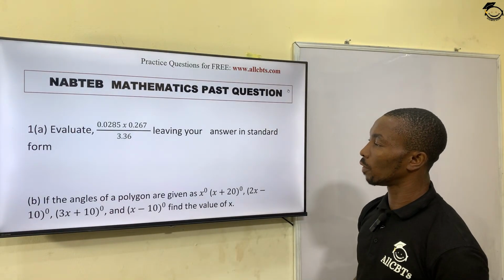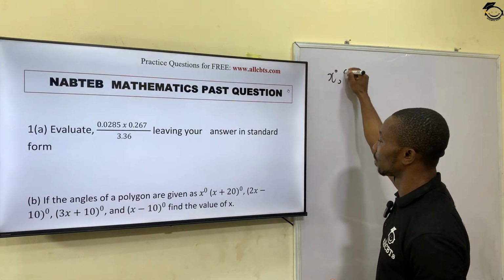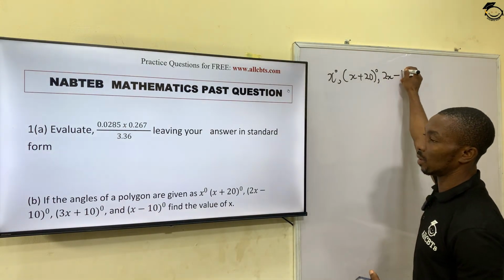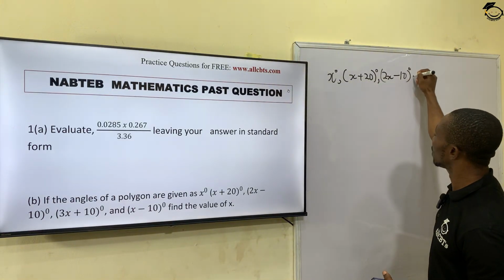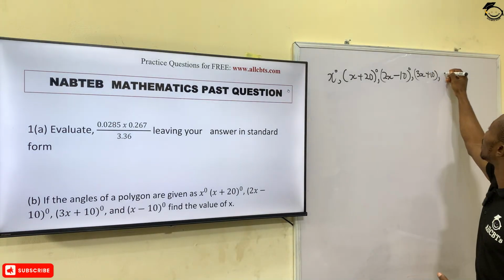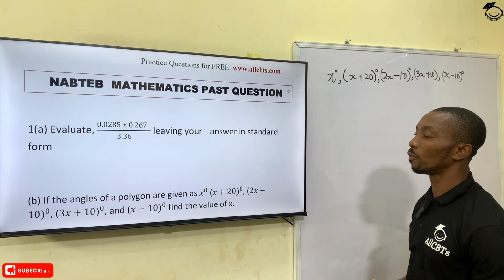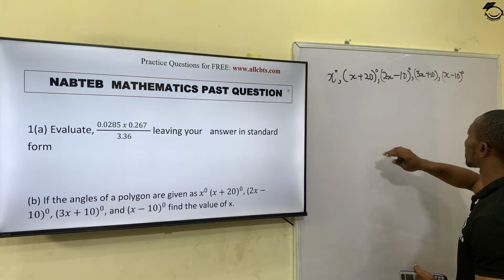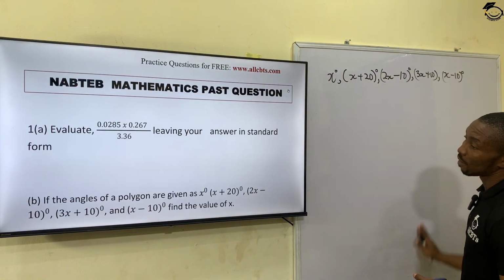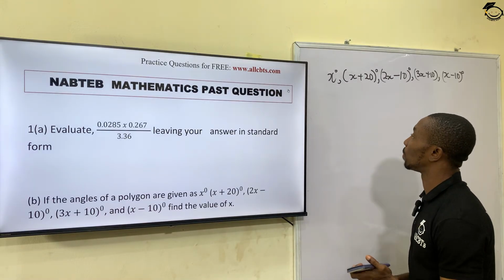If the angles of a polygon are given as x degrees, x plus 20, 2x minus 10, 3x plus 10, and x minus 10, we should find the value of x. Now, from our given angles, we know that we have 1, 2, 3, 4, 5 angles. That means the polygon in question is a 5-sided polygon, which is a pentagon.